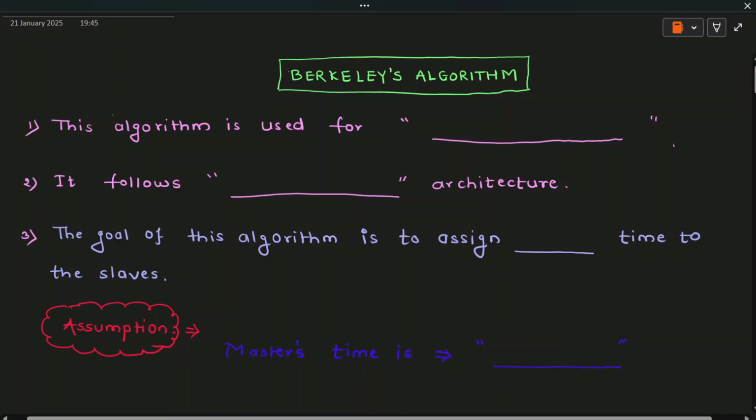Hello all, in today's session we are going to see Berkeley's algorithm. This is a physical clock synchronization algorithm.